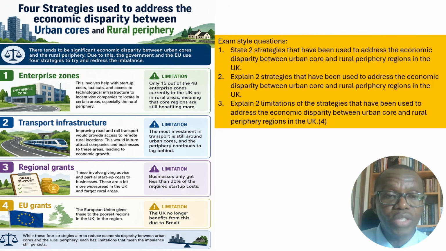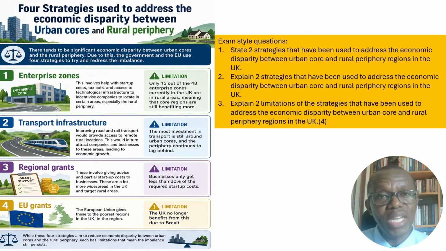Now, this involves help with startup costs for companies and businesses, tax cuts, and access to technological infrastructure to incentivize companies to locate in a certain area, and especially in the rural periphery. Now, of course, if you help companies with startup costs, they are likely to want to locate in such places, especially if those places have tax breaks, because it means that they will pay a lot less in tax, and therefore their profit is going to be a lot higher. So they are likely to be incentivized to want to locate in these particular areas.